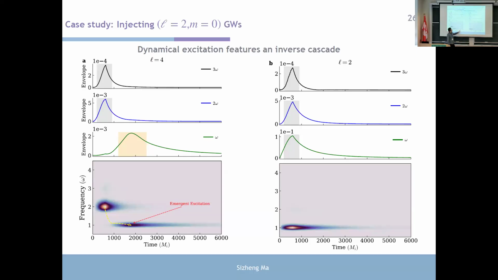And finally, in the 2-0 harmonic, we have this first-order response at omega. But in this case, there is no available lower frequency slot for the energy to cascade. So this component just stays here and gradually decays away.